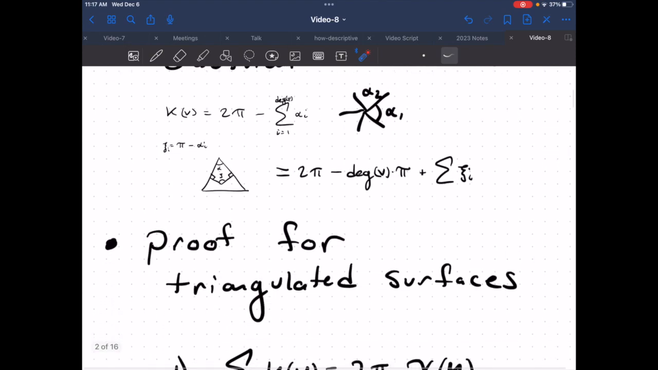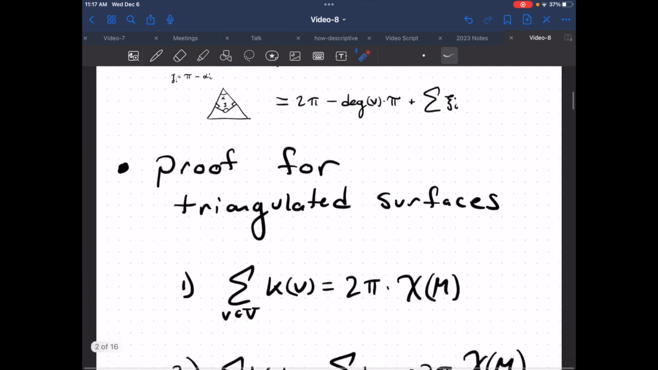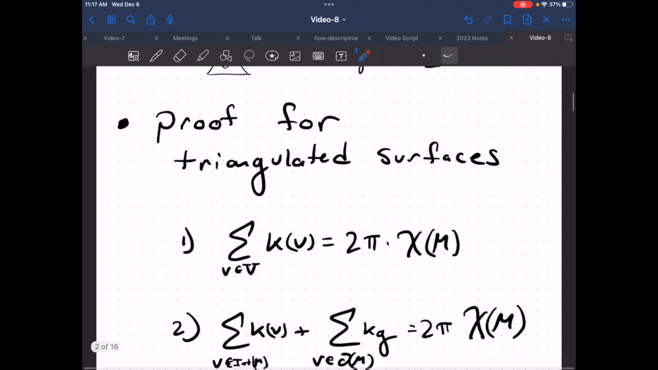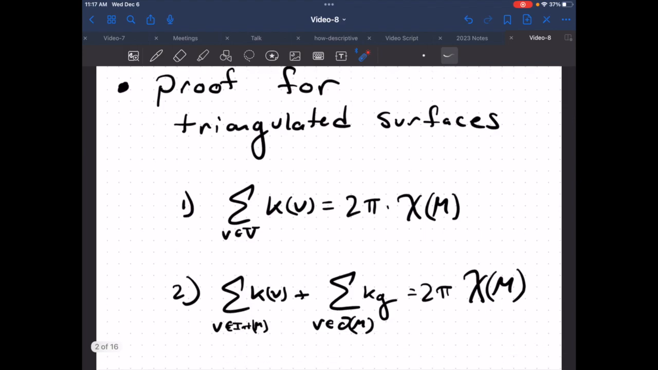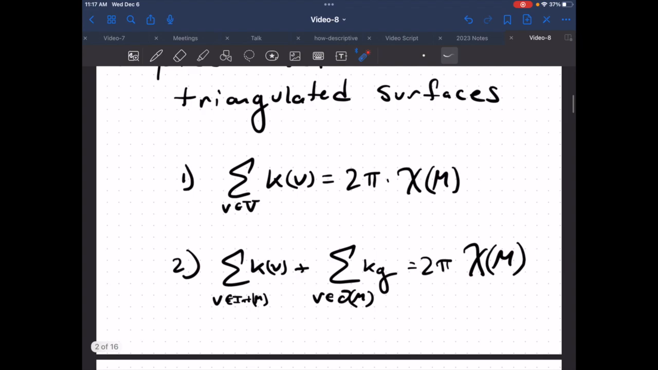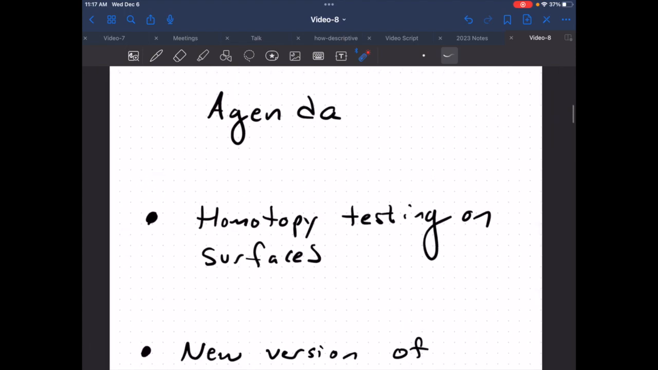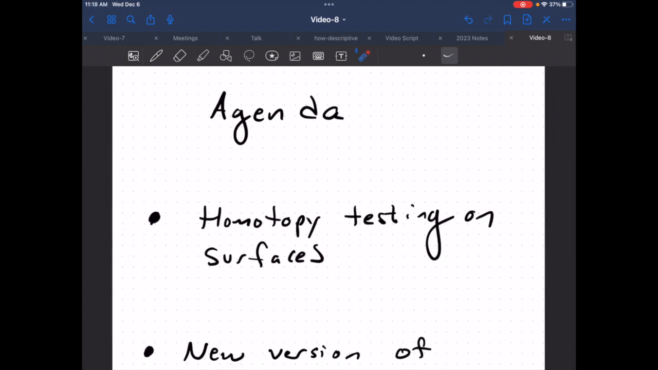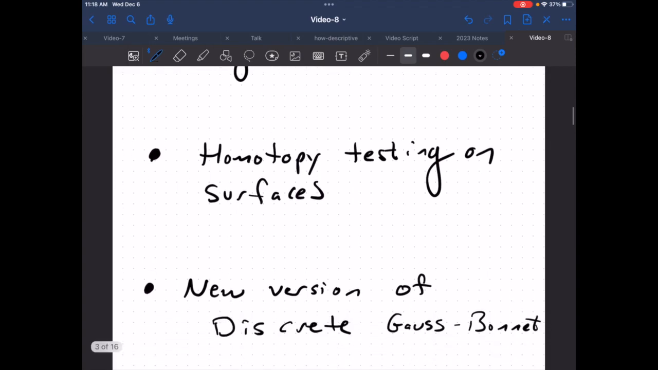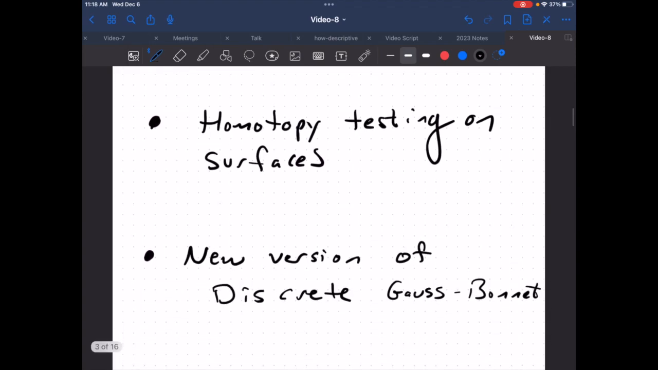And then we used that to prove the Gauss-Bonnet theorem for triangulated surfaces. First, we proved it with no boundary, and then we used that proof to consider the case where we had some boundary. So that was last time. Agenda: today we're going to look at homotopy testing on surfaces, and particularly if we're given a surface and we have a curve on the surface, we want to know if we can contract that curve to a point continuously. And we'll see sort of a new version of the Gauss-Bonnet theorem.